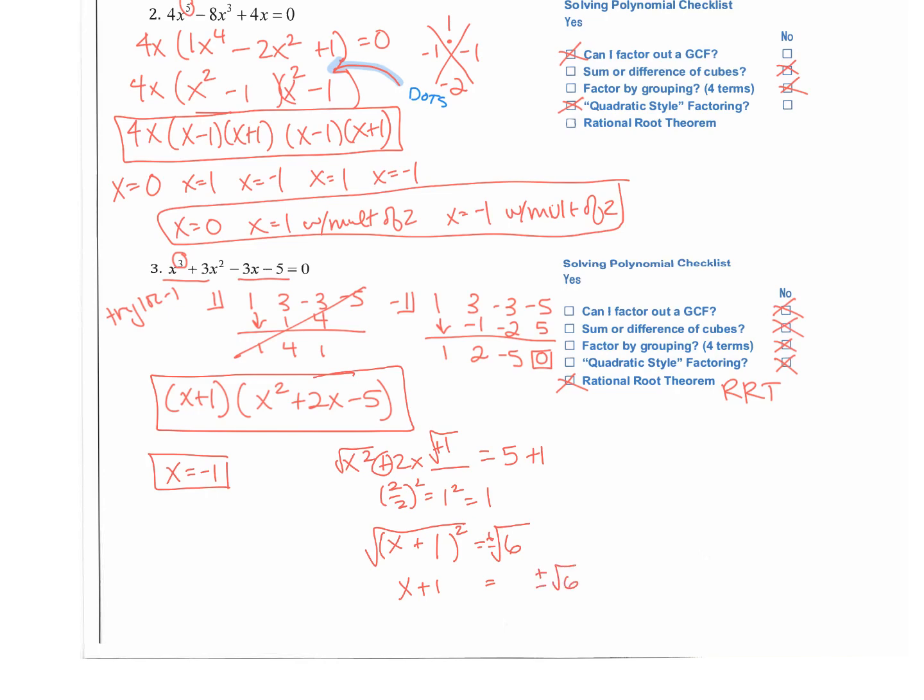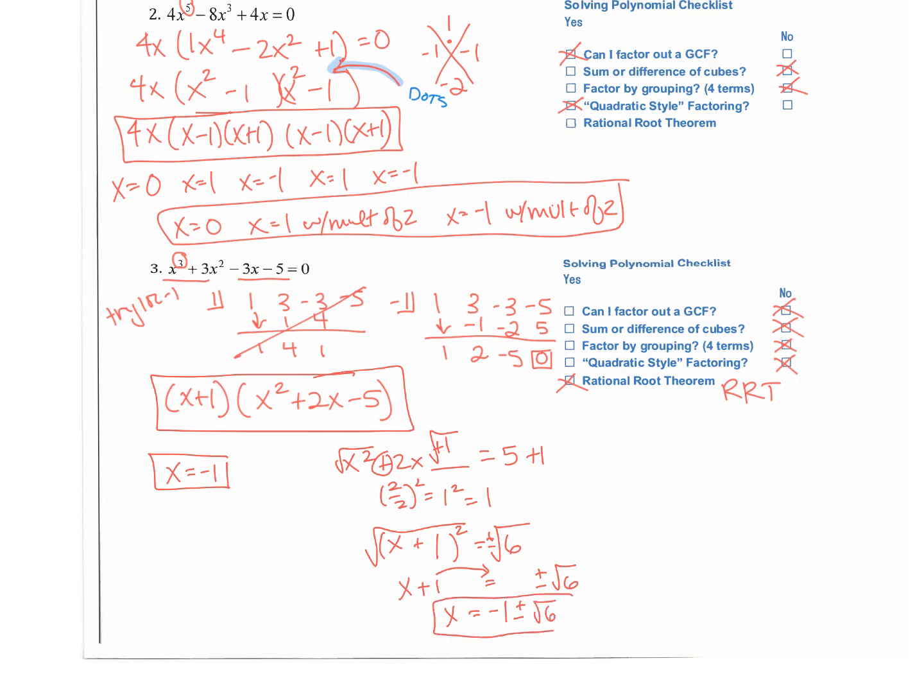The square root of 6 can't be simplified. It's not a perfect square. It's 3 times 2. Neither one of those are a perfect square, so I'm all good with that. And I want to move my 1 over by subtracting it. So I get x equals negative 1 plus minus the square root of 6.